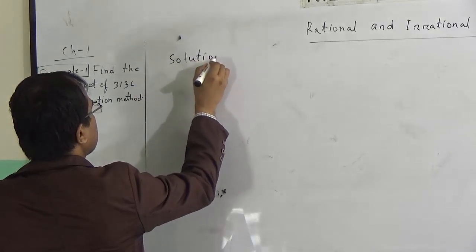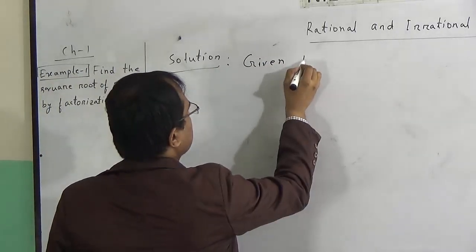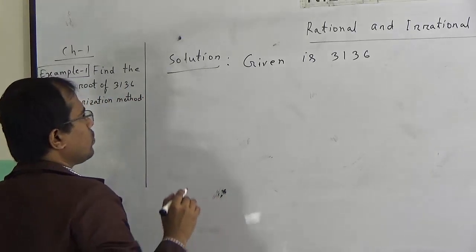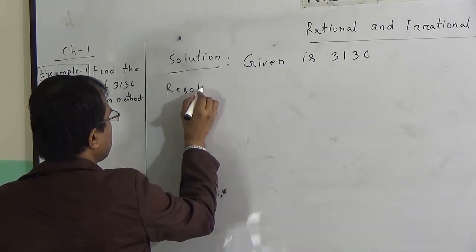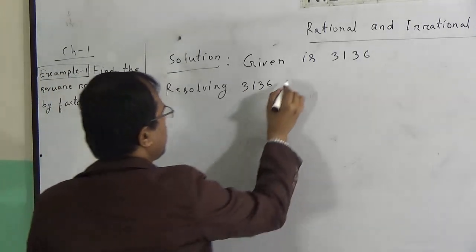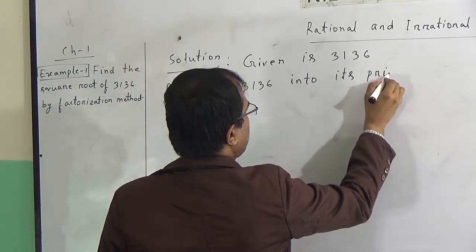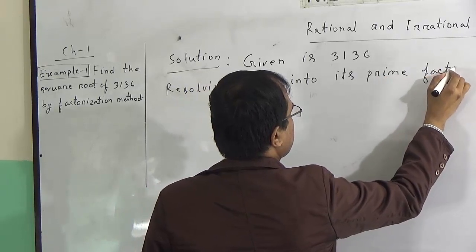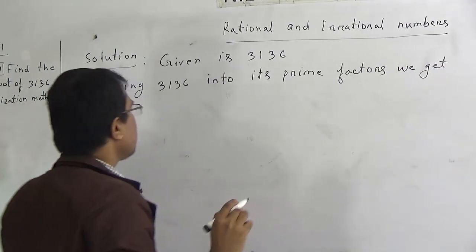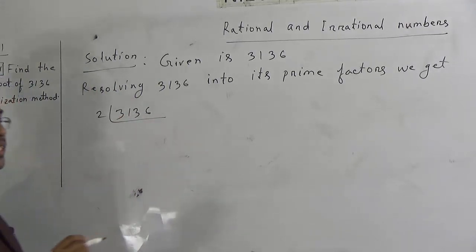Solution: the given number is 3136. Resolving 3136 into its prime factors, we get: 3136. We can divide 3136 by 2 because it is an even number.